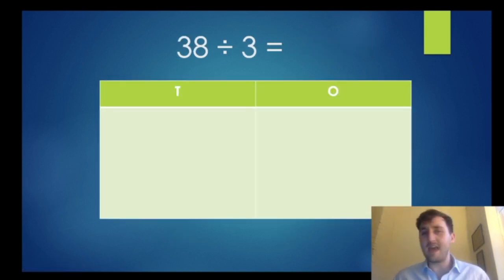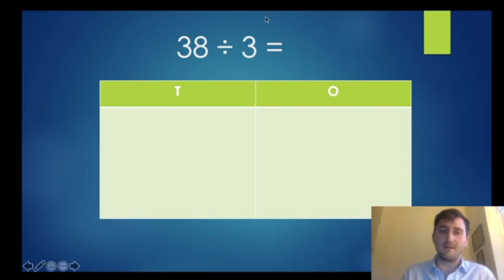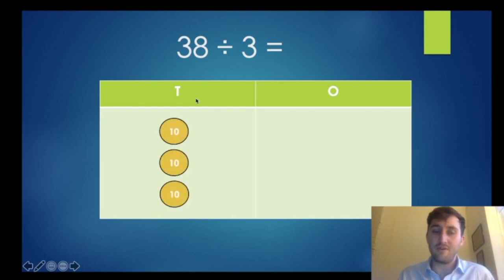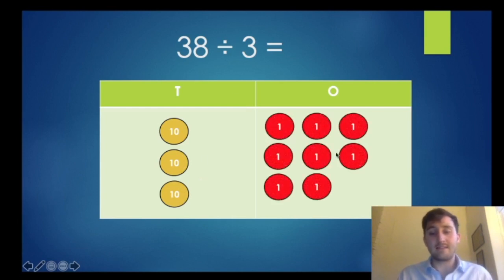So 38 divided by 3. Just like last time, I'm going to split this number up into my tens and my ones. So I've got my 30 and my 3 tens. Can you see how I'm lining these up? And I know that I'm dividing this by 3, so I'm putting these in rows of 3. And then I'm putting my 8 ones in there. Next, I'm going to group up my 3s. So can I match my 3s?